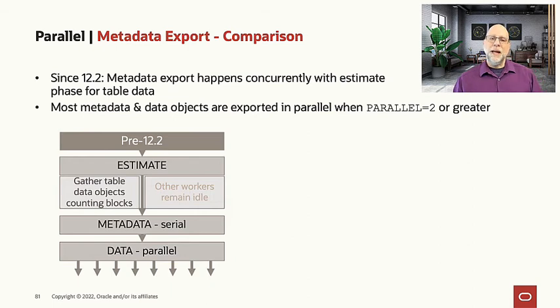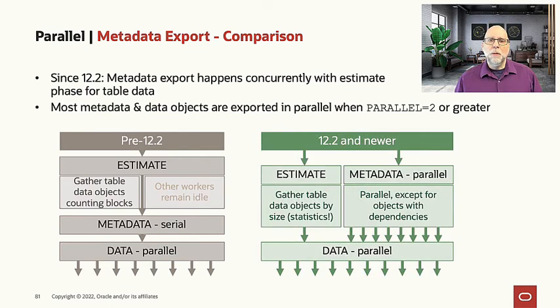Only once we're done with the estimate phase will we then start exporting the metadata with a single thread, and then we will also export the data using parallel processes. Well, we mixed that up in 12.2 to make it more efficient. With parallel metadata export, we start exporting the metadata as soon as we know what it is that we need to export from the database. So we gather the set of objects we're going to work on, and while we are estimating the data sizes, we start exporting metadata in parallel. And again, most of the metadata will be exported in parallel. We're talking about things like users and table definitions and constraints and roles and so on.